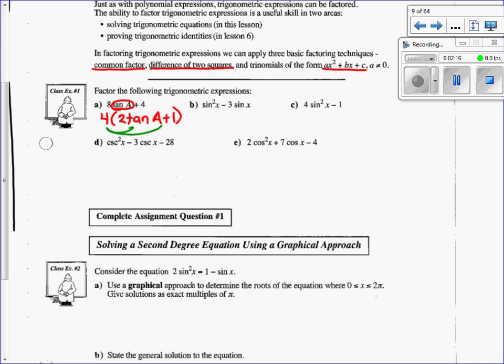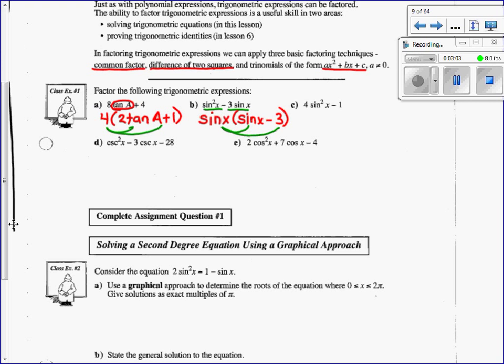In the second one, sine squared x, so that means sine x squared, minus 3 sine x. I see that I've got an extra sine x in each of those, so I'm going to factor out the common factor, the sine x. That would leave me with sine x times the bracket, because sine x times sine x would be sine squared x, or sine x squared, same thing, minus 3. You can see how, if you multiply that out, sine x times sine x gives you sine squared x, and sine x times 3 gives you negative 3 sine x.